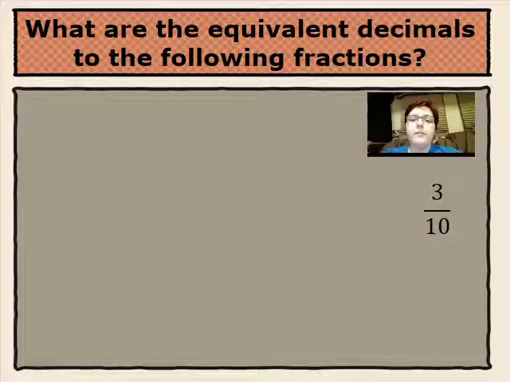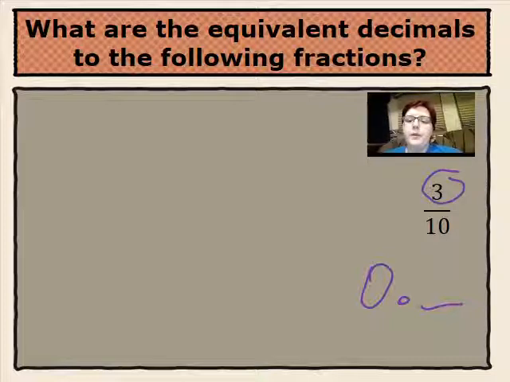What are the equivalent decimals to the following fractions? The fraction 3/10. We know that when using decimals, the tenths place only has one decimal place value to the right of the decimal point. Since the numerator of this fraction is 3, we know that the decimal for this fraction is 0.3.